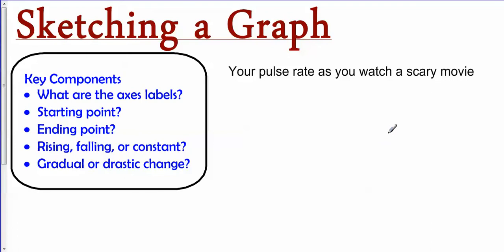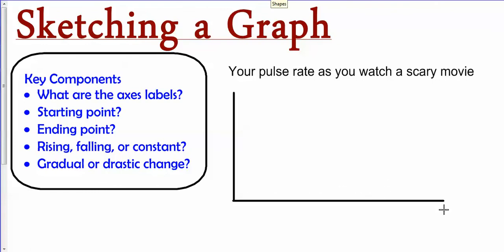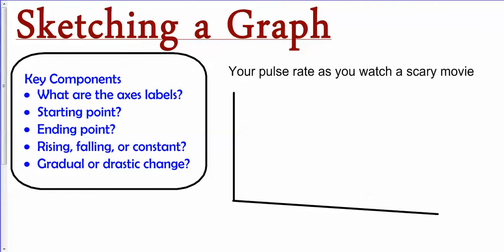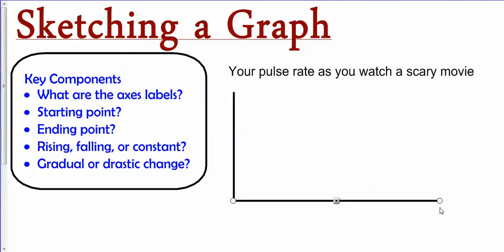Now for sketching a graph, keeping those same key components in mind: labeling the axes, the starting point, the ending point, rising, falling, or constant change, gradual or drastic change. So if we're going to draw a graph, I need an X and I need a Y axis. This is all in quadrant 1. Everything is positive because what is happening here is your pulse rate. Your pulse rate would never be negative.